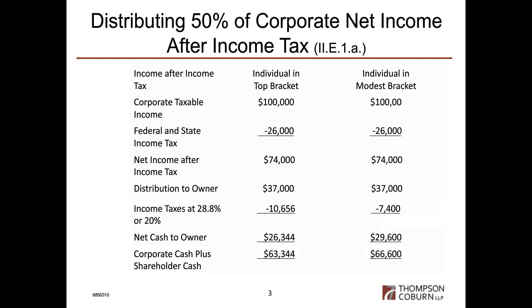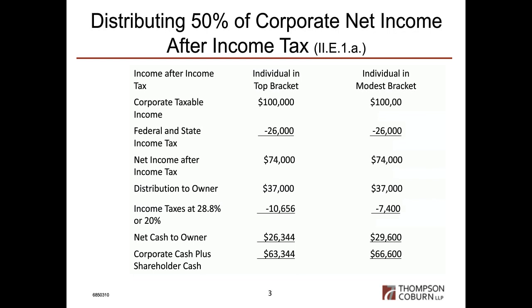So here on slide 3, we're going to show when you distribute only half of the corporate net income after income tax to the shareholders. This is a little bit of a busier slide than slide 2, but the first 3 rows are all the same. The corporation earns $100,000. It pays $26,000 of federal and state income tax, and has $74,000 left over. Now here we're going to distribute only half of that net earnings to the shareholders. So half of $74,000 is $37,000.